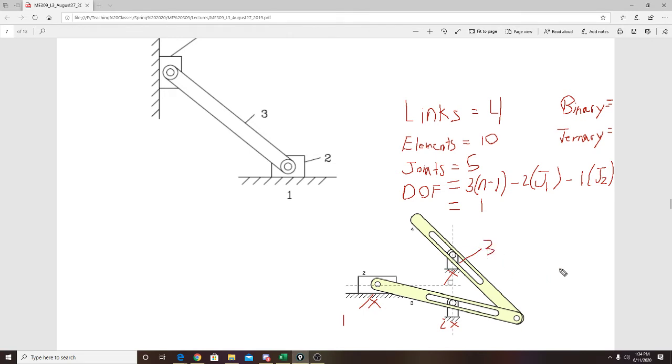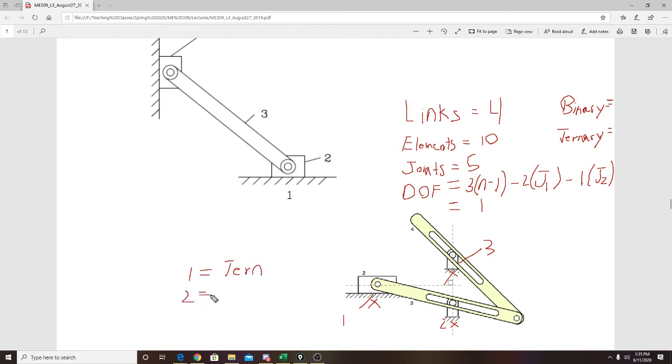So that would mean that this is a ternary link. The ground is a ternary link because it has 3 points of contact, or 3 modifications that had to be made for it to be in contact with another link. So I'll go ahead and put a T on it. So 1 equals ternary.